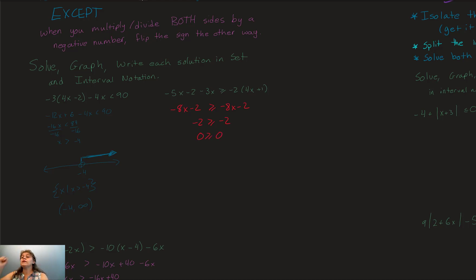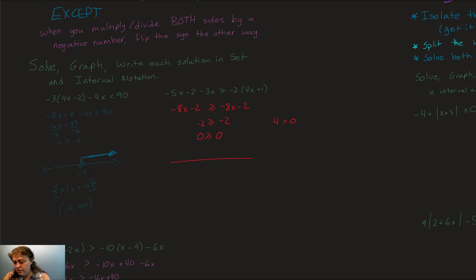Is 0 less than or equal to 0? The answer is yes. 0 is less than or equal to 0. This would work even if you ended up with something like 4 is greater than 7, that's false. But if you ended up with 4 is greater than 0, that's true. So it doesn't always end up with 0 is greater than 0 or something like that. Sometimes you have different numbers, and that's perfectly fine.